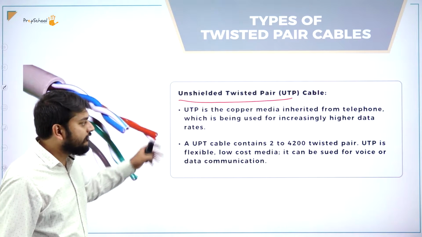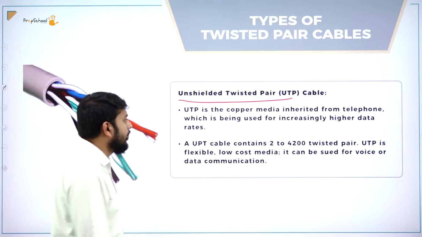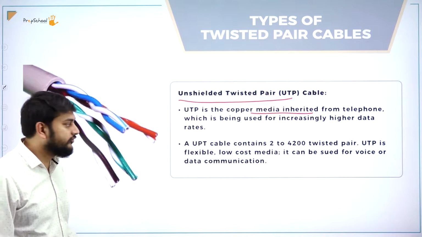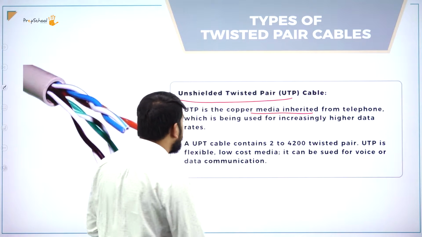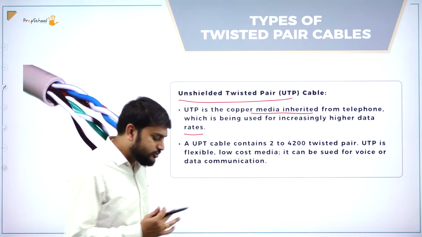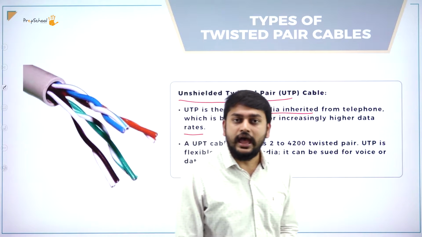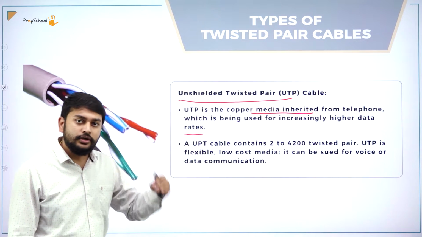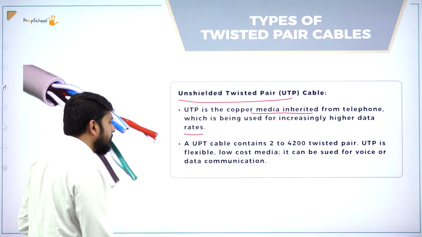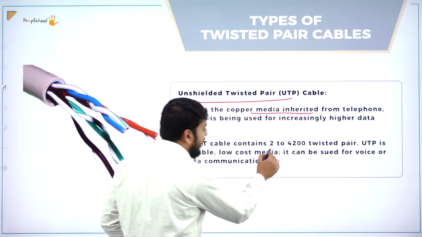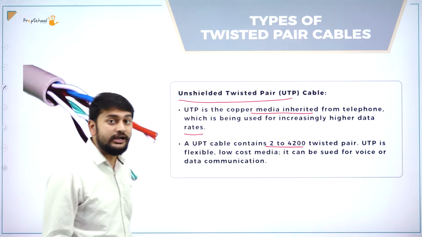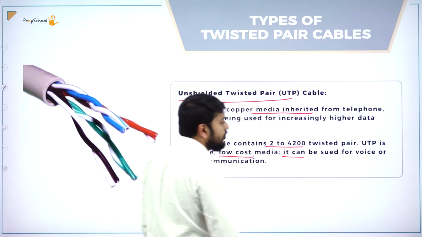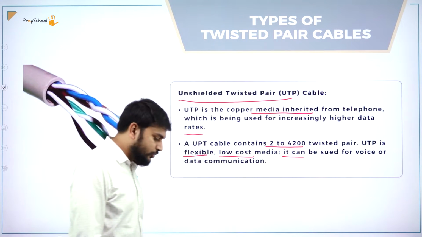Let's check out the points that we have here. UTP is the copper media inherited from the telephone. So we were using the same thing for the telephone as well, and it is being used at increasingly higher data rates. We used to transmit the data at higher data rates, and then we were using this in the telephones. So we inherited the same thing here also. That's the first point that you need to remember. UTP cable consists of 2 to 4,200 twisted pairs. UTP is a flexible, low cost media. It can be suited for voice or data communication.